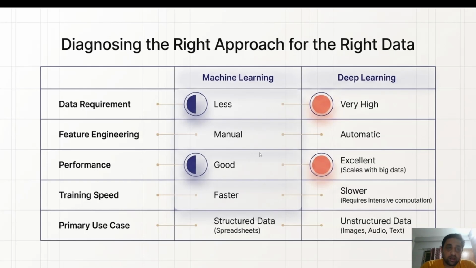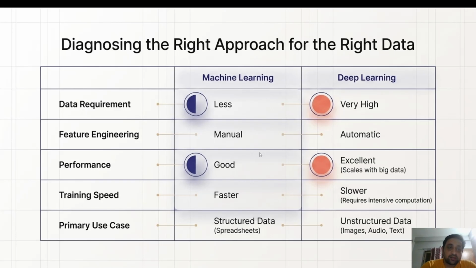Feature engineering. With ML, a domain expert manually selects which columns matter. With deep learning, the network discovers relevant features on its own. This is a double-edged sword, powerful, but requires more data to compensate. Performance. Both can perform well, but deep learning scales dramatically with data. The more data you give it, the better it gets. ML tends to plateau.